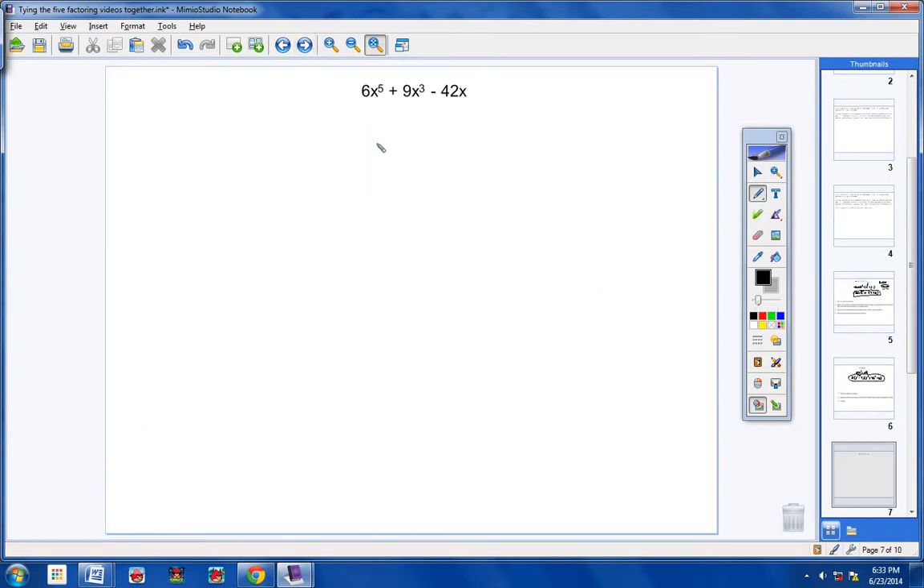Okay, take some really good notes. Now, step one is always pull out what's common. Well, let's start with your coefficients. We have a 6, a 9, and a 42. Well, the largest number that goes into all three of those numbers would be 3. So I'm going to factor out a 3.